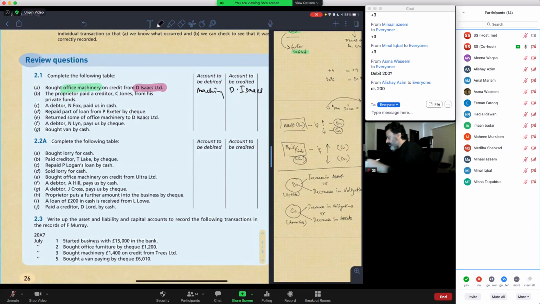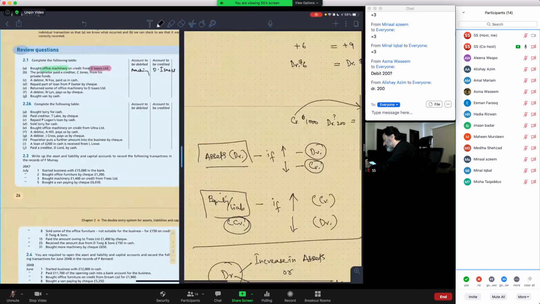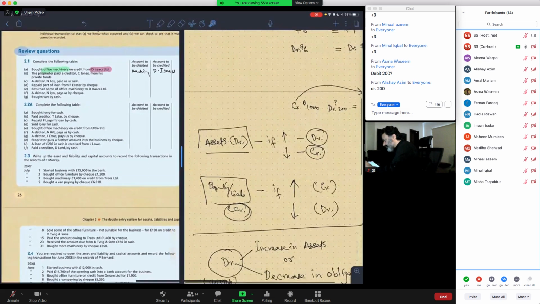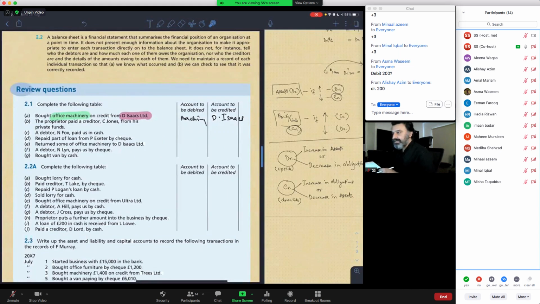Asset has a debit nature, right? If asset has a debit nature and asset is increasing, it should be debited, right? You come to the same conclusion, right? So account to be debited is machinery. Okay. What is happening to DISX Limited? DISX Limited is inherently a liability and a credit balance by nature. And in this case, it's also increasing. And if it is increasing, it should also be credited. So that's how you come to this conclusion. So we debit machinery account and we credit the DISX Limited account.